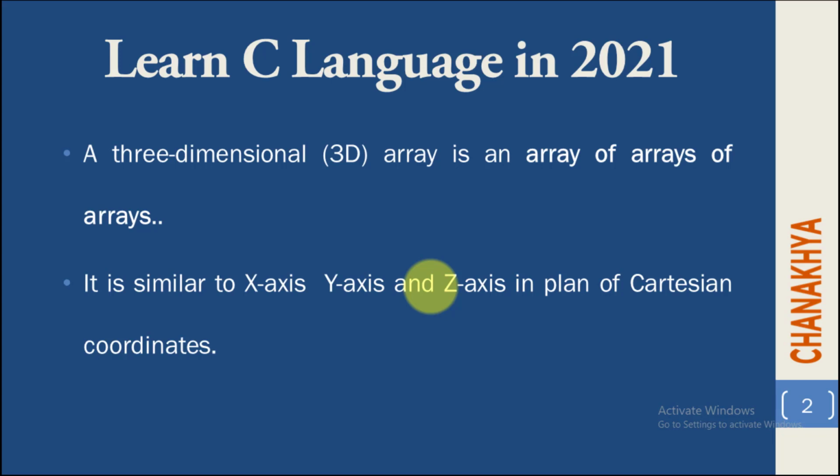In the similar manner we have to locate the element accordingly, that is the x-axis and y-axis in the first floor, and the x-axis and y-axis in the second floor and third floor, and so on. So that's the concept of a three-dimensional array.